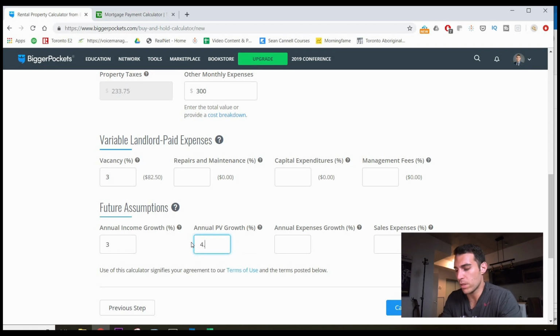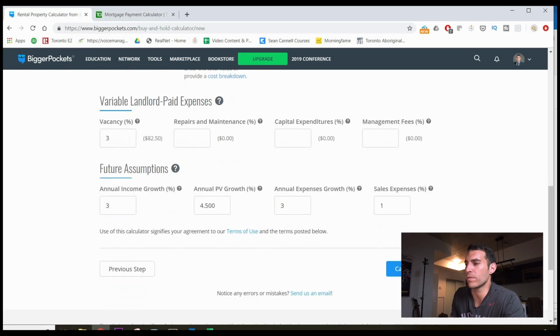For my market, let's call it 4.5%. Annual expenses, let's go up 3%. My dad says everything's getting more expensive. Sales expense are really just your closing costs, brokerage fees, legal fees. Those are fairly static. I don't think that broker fees have gone up much in terms of percentage of valued properties. Let's call that 1%.